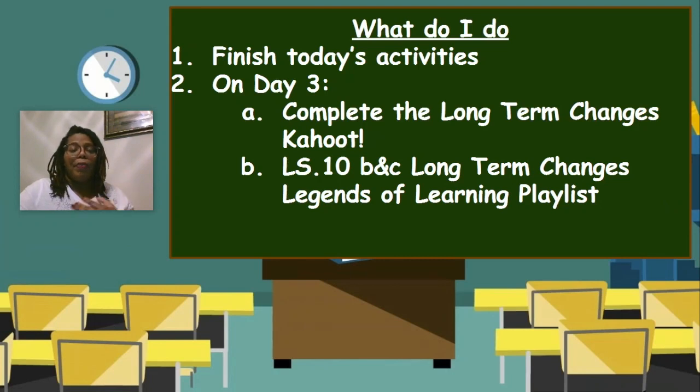For today, you can finish up your activities, finish up your note sheet that you have. You can finish that portion at the bottom on long-term changes, that little worksheet, and then you can do your optional lab. And then come back on day 3 so that you can complete the long-term changes Kahoot. Hopefully you will be able to do extremely well on it. I look forward to seeing your scores. And then also you can complete the long-term changes Legends of Learning playlist, which has a couple of games and a mini quiz at the bottom to make sure that you understand these new concepts of eutrophication, climate change, and catastrophic events.